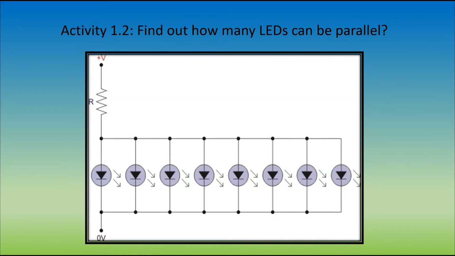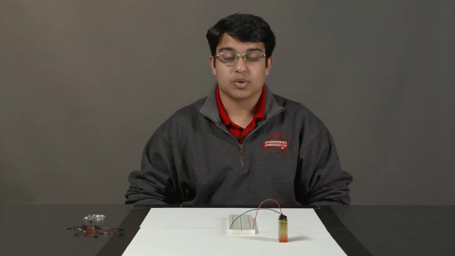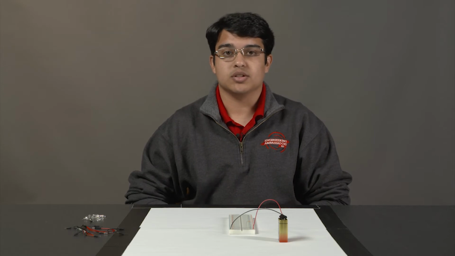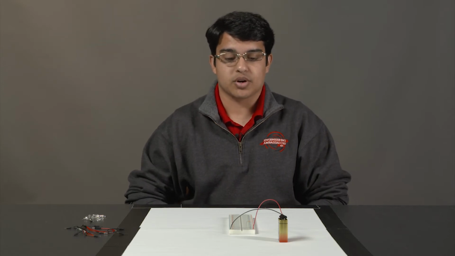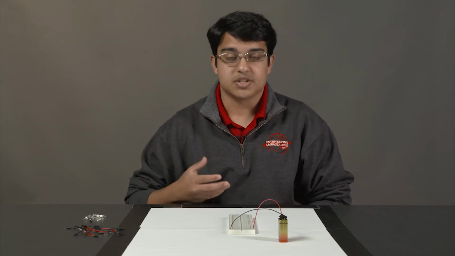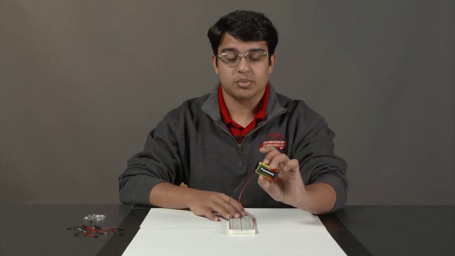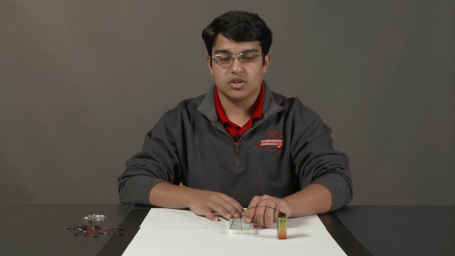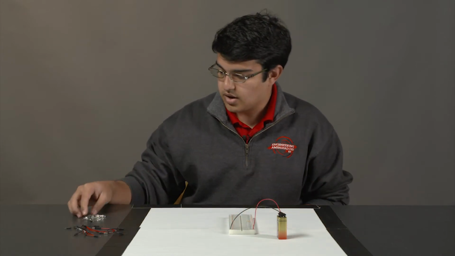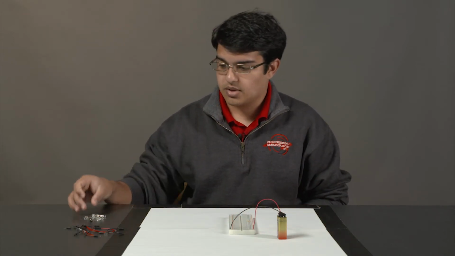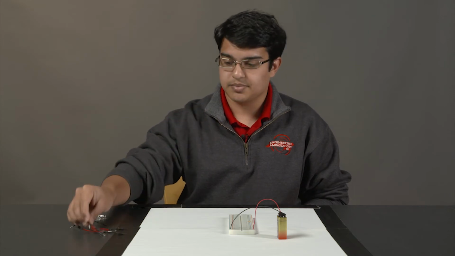Now we will move on to the second activity. We want to try and figure out how many LEDs we can connect in parallel before they all turn off. Alright, so now I'm going to demonstrate activity 1.2. The purpose of this activity is to see how many LEDs we can connect in parallel before they all turn off. For this activity, you're going to need, again, a battery and a 9-volt battery clip, a 470 ohm resistor, a bunch of red LEDs, and a bunch of jumper wires.